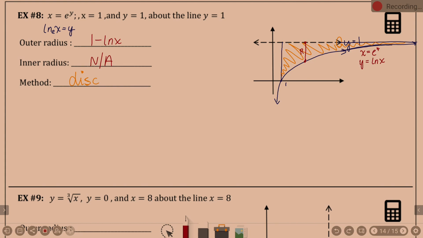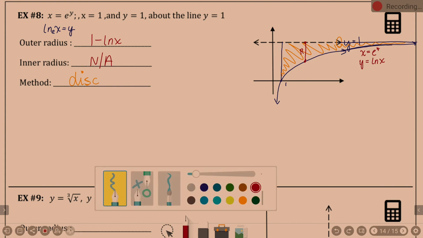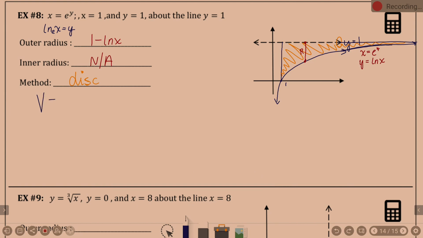Okay, here we go. V equals pi times the integral from 0 to... would it be from 1 to infinity? They cross. They do cross, so it's not infinity. It can't be bottom of infinity. You've got to set it from 0 to 1.